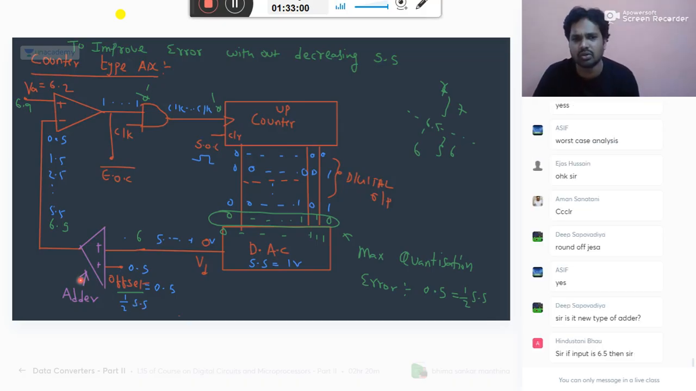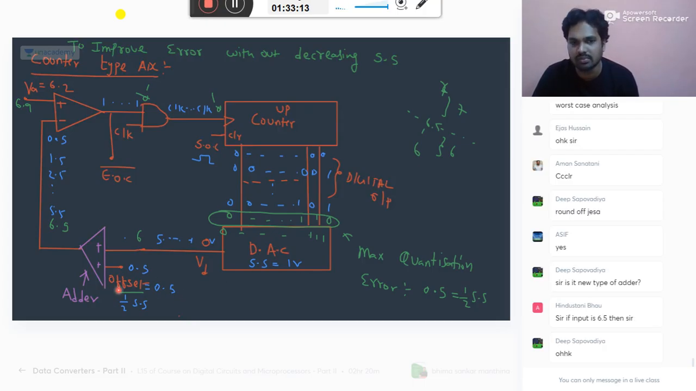It should add some 0.5 volts to this input. 0.5 in the sense half step size. If the step size is 0.5, you should add 0.25. If the step size is some x, you should add x by 2. It should add half step size to this value. You should use some kind of summing circuit which will do this.